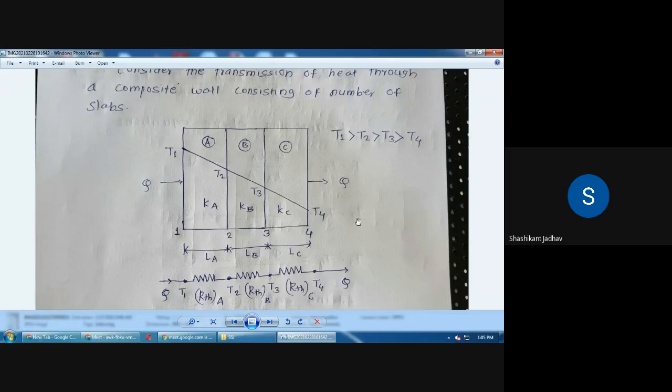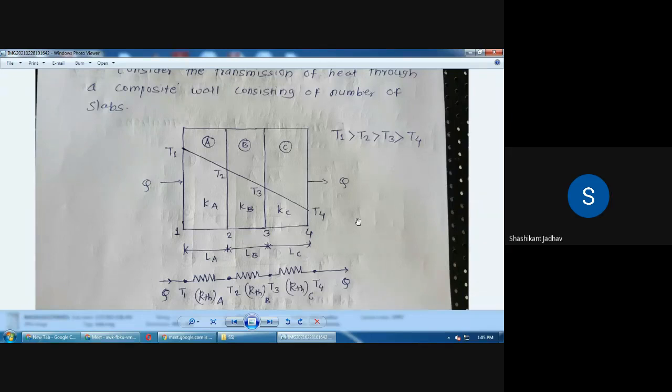So T1 and T2 are the temperature distribution for the layer A. Then for the layer B, T2 and T3 are there. And for the layer C, what is the temperature difference? T3 and T4 are there. Ka is nothing but thermal conductivity for the layer A. Then Kb is nothing but thermal conductivity of layer B. And Kc is nothing but thermal conductivity of layer C.